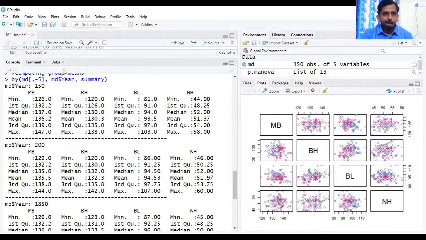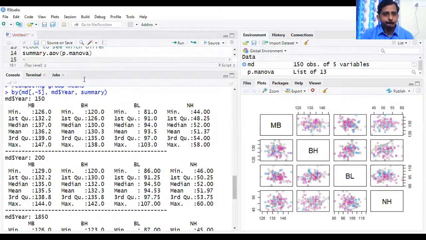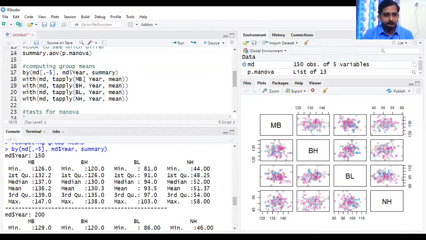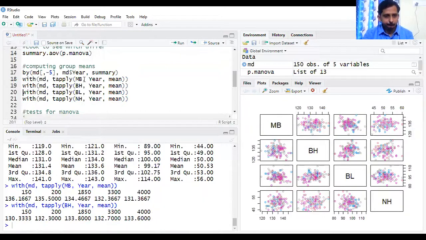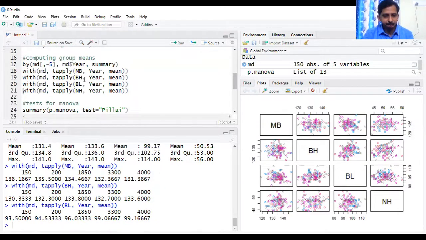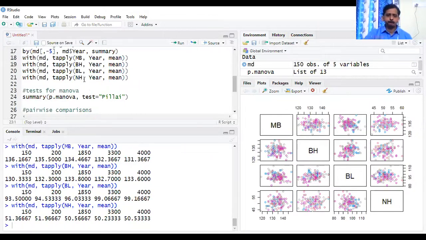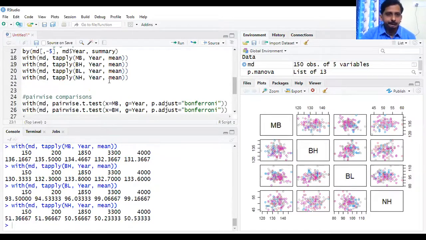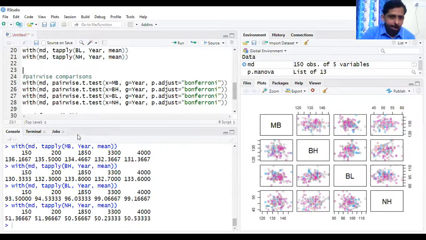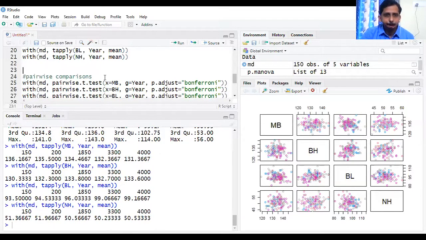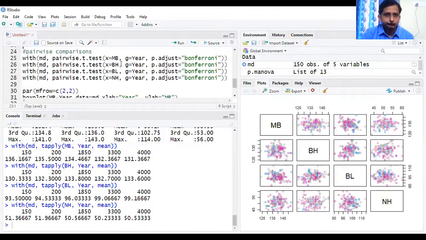Now we'll have the means with MB, BH, BL, and NH. If you want to depict only means, we can do display also. Anyway, we have done this already. Now we'll start with the pairwise test. We'll start with MB first. Let us understand.